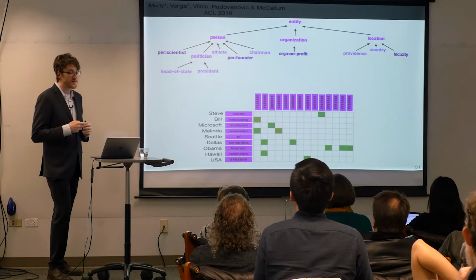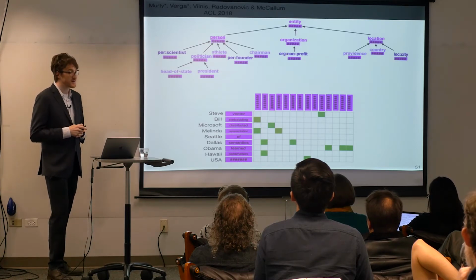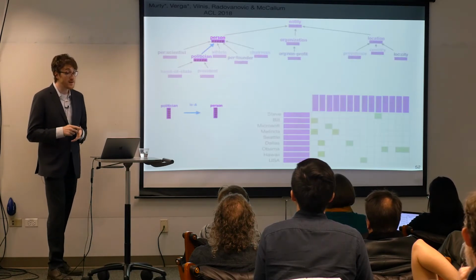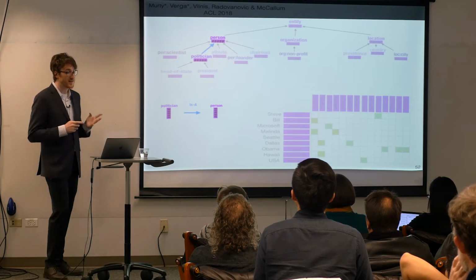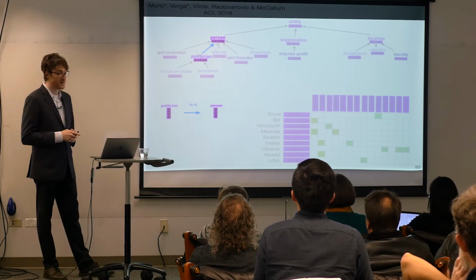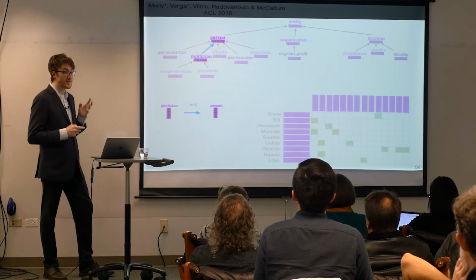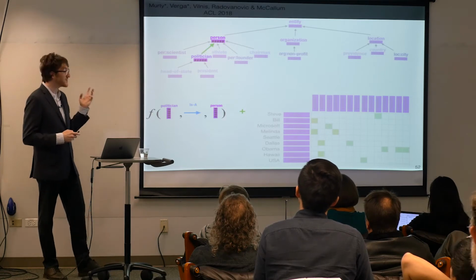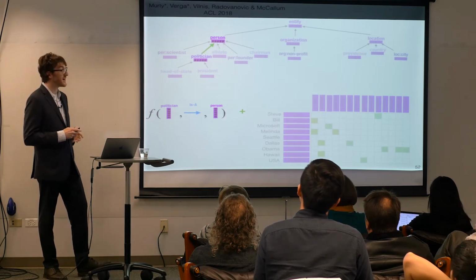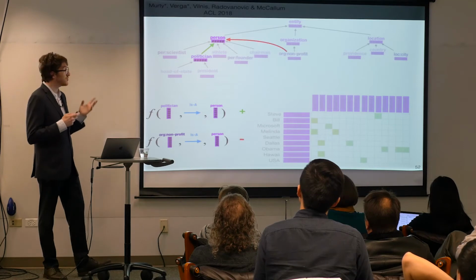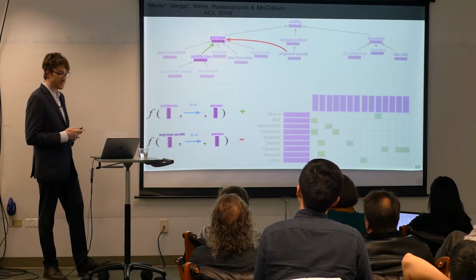So just as before, each of our types can be represented by a single vector. But now we're going to enforce this additional constraint on our embedding space that it should respect this type hierarchy. And the way we're going to do this is by training a function that's going to give high scores for edges that actually exist in the hierarchy, and low scores for edges that don't exist in the hierarchy.